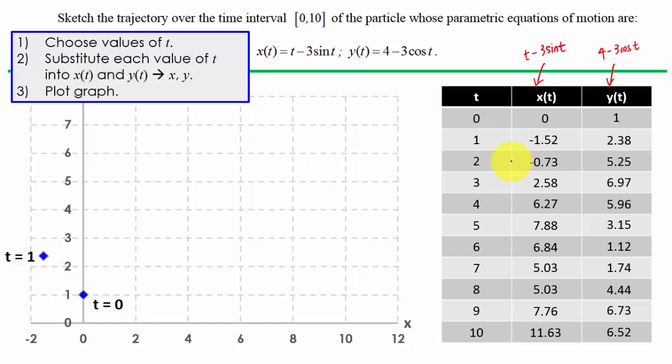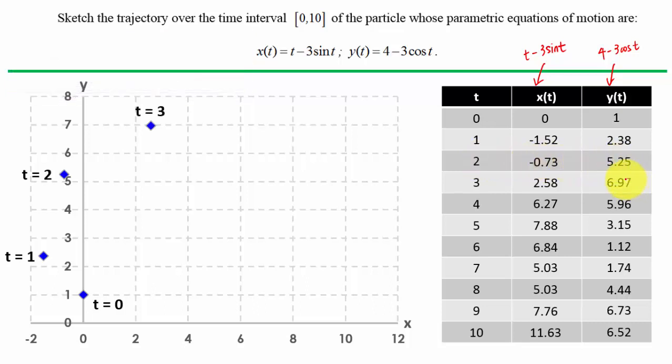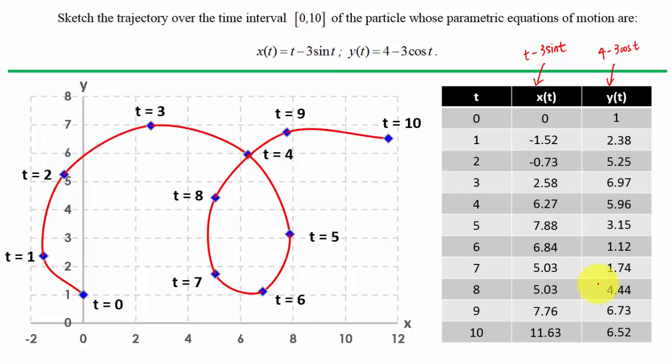And we do this for t equals 2, t equals 3, t equals 4, so on and so forth until we reach t equals 10. Once we have plotted all our points, all we need to do next is to join our points with a smooth curve in increasing order of our parameter. Therefore, giving us the trajectory of our particle governed by this set of equations.